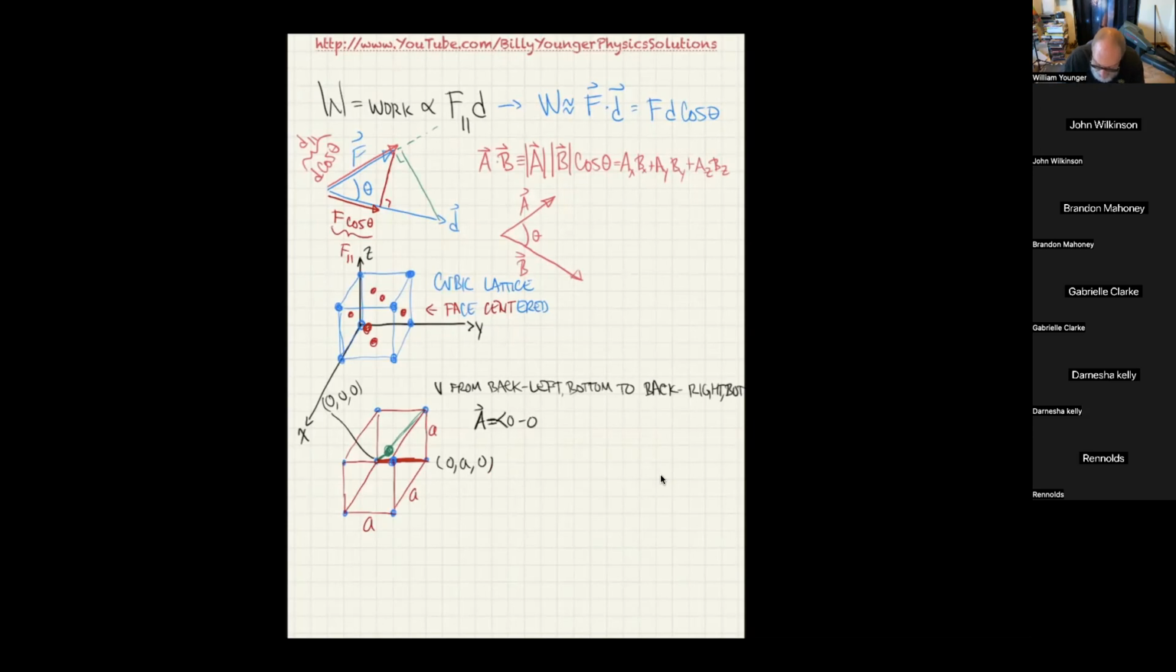Remember, we can use these less than and greater than symbols to indicate vectors. And then it's going to be A minus 0 for the j hat component, and then 0 minus 0 for the k hat component. So basically, we just get A j hat for that vector. Okay. Now I want the vector that points from that back right corner to that center atom.